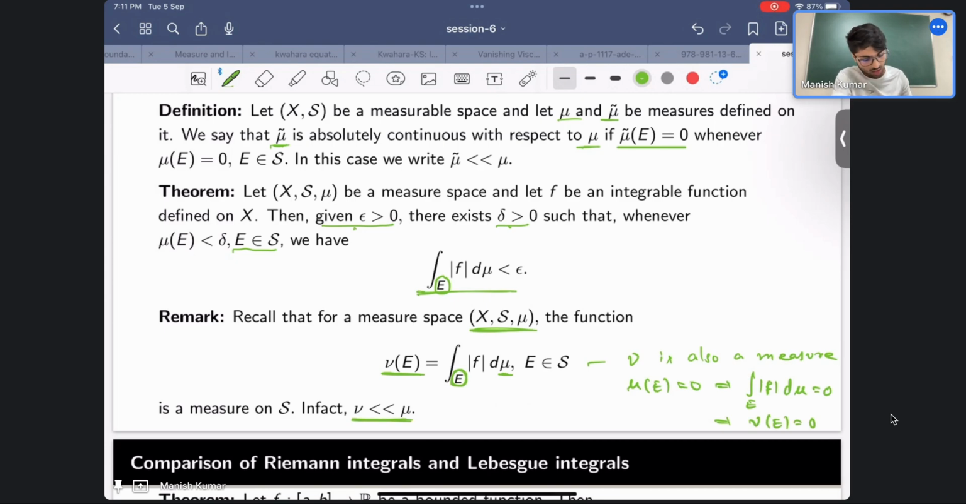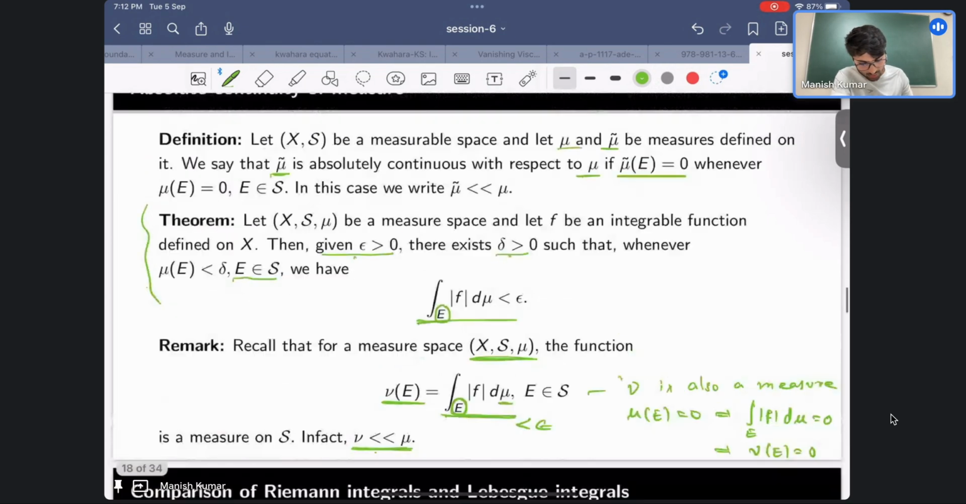Using this you can make the integration very small by making E small. Using this theorem you can say that nu of E is small if mu of E is small. I mean, if you don't want to go this way, this theorem clearly says that nu is absolutely continuous with respect to mu. This is the best argument to say that it is absolutely continuous with respect to mu.